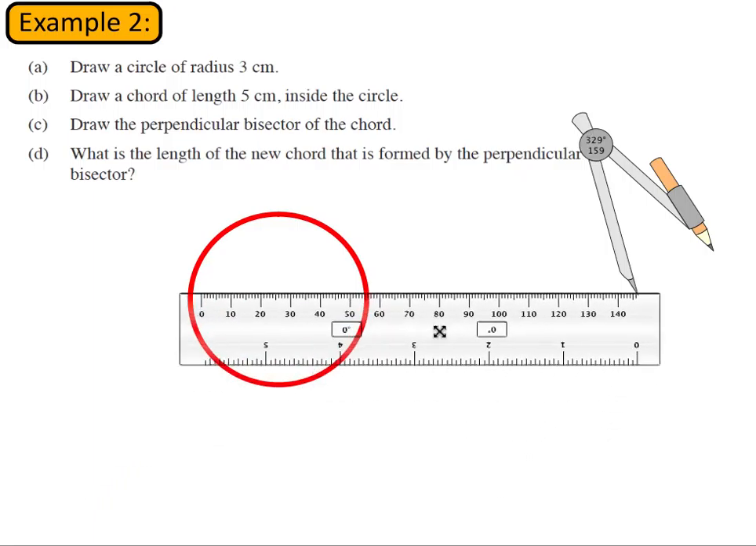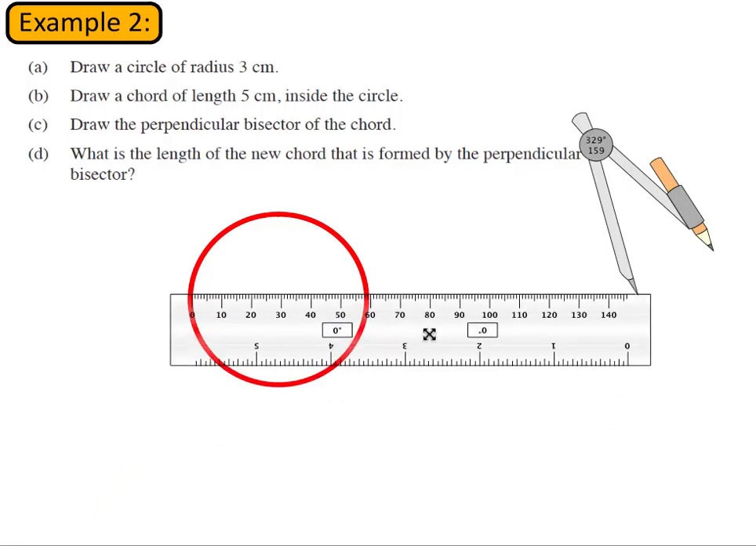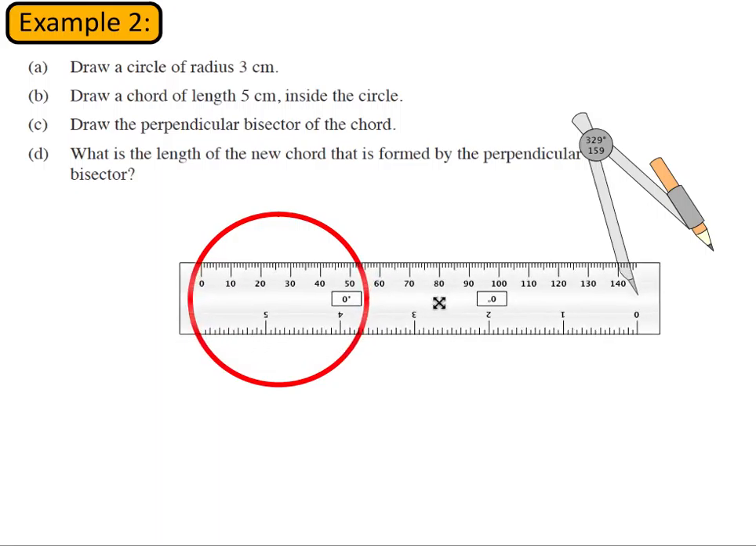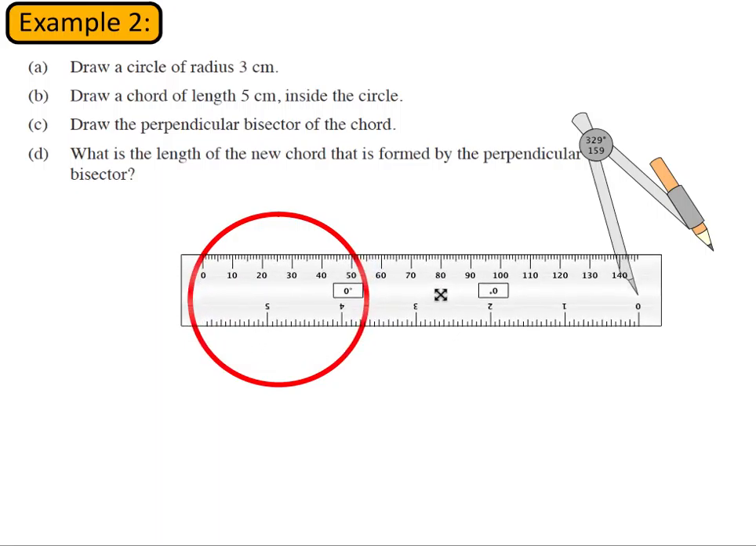We're now going to draw a chord of length 5 centimeters. So pick up the ruler, and by trial and error really is all we need to do at this stage, is to try to get a chord that is 5 centimeters. So there, that looks about 5. So join them up, and there's our chord there, that cuts the circle.